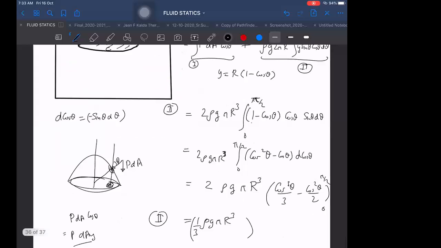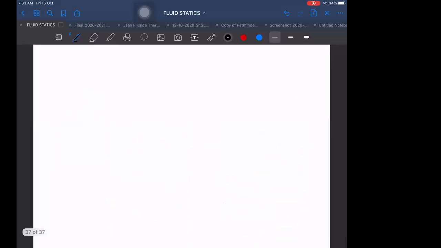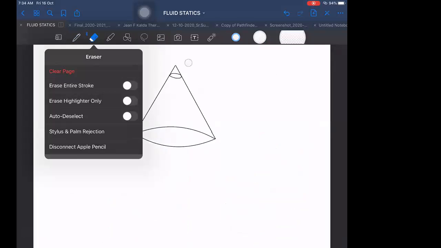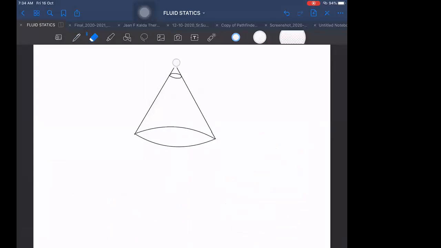Sometimes they ask this question also, that the inverted cone has mass. They don't give the mass of the water, they give the mass of the walls of the cone, and they ask this question: up to what height can we fill it, with a tiny hole at the top, a very small hole?